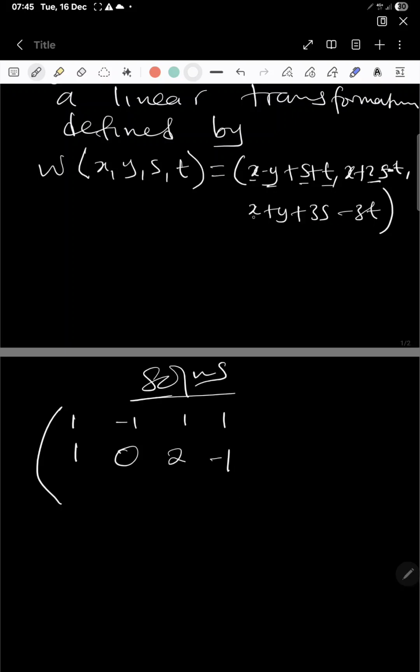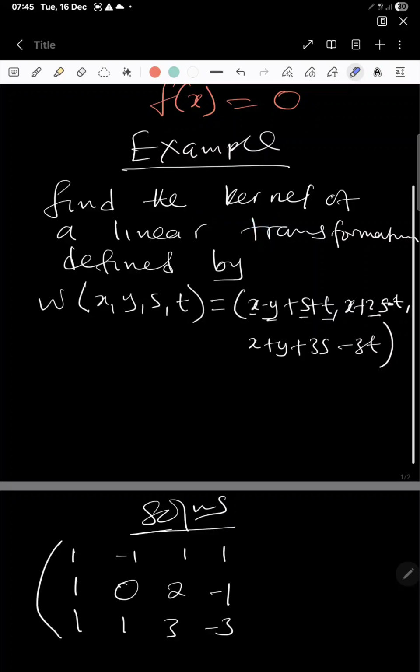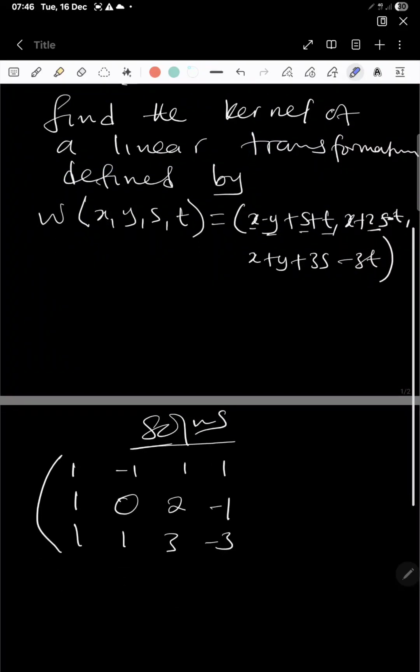Then we go to the other equation, and you get the coefficients: 1, 1, 3, -3. So remember, what are we getting? We are getting the kernel of a linear transformation. So how do we get the kernel? To get the kernel, simply equate these to zeros like that.